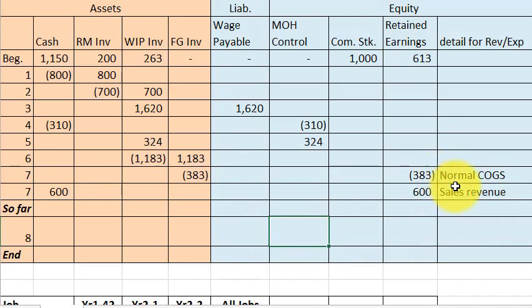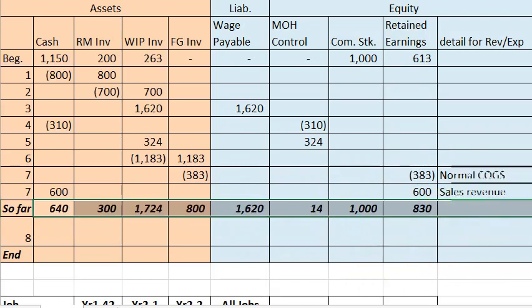Second entry here was just for the sales revenue. We sold this job for $600. So let's total up our balances here and see what we have at this point. At this point, we still have $300 in our raw materials inventory. Work in process inventory has $1,724 in it. Finished goods inventory has $800 in it.